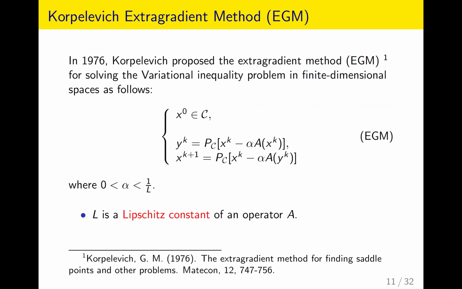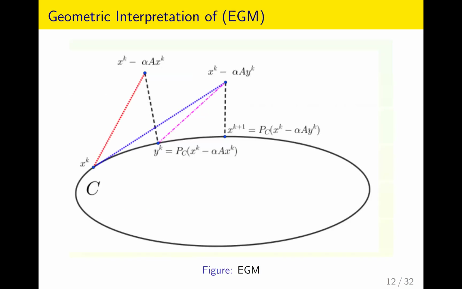Another method, in 1976, is called the two-step extragradient method. The advantage of this method is that we relax the condition on operator A, and we take operator A to be monotone, which is a bigger class than strongly monotone. It is a two-step projection method, and the step size is bounded by 1 over L, where L is the Lipschitz constant of the involved operator.